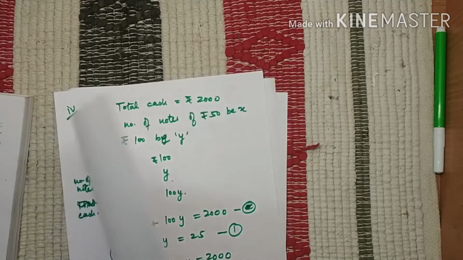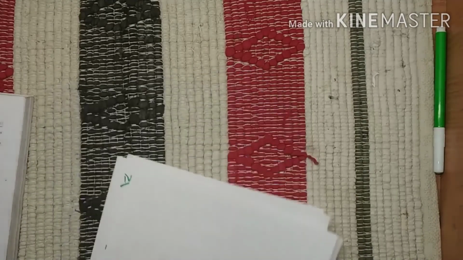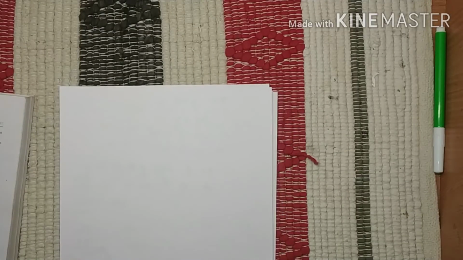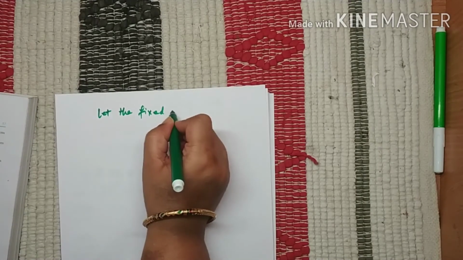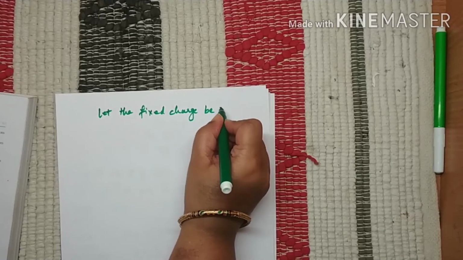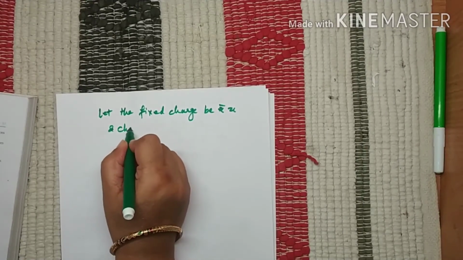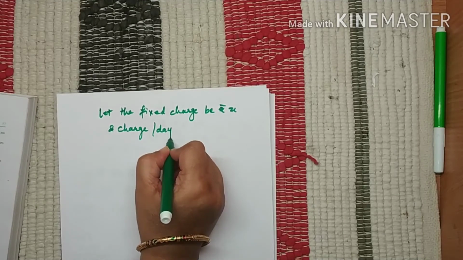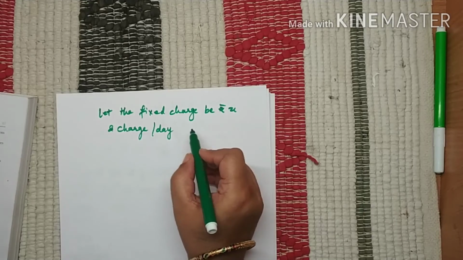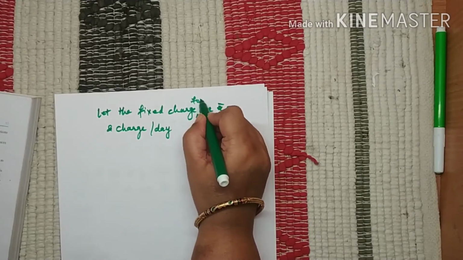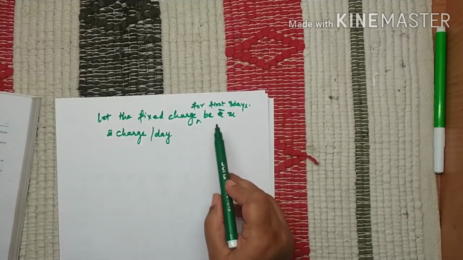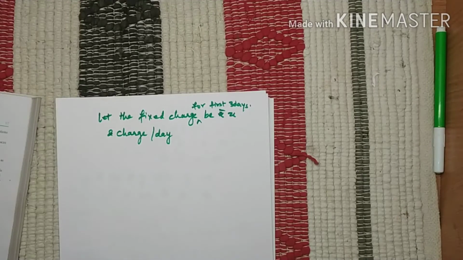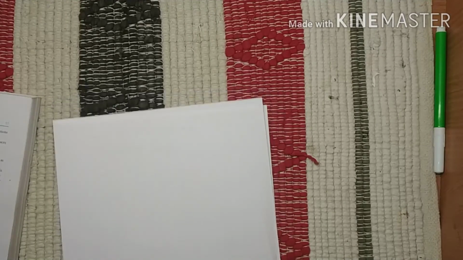Fine children. Now the last question, a word problem: a lending library has a fixed charge for the first 3 days and an additional charge for each day thereafter. So I say let the fixed charge for the first 3 days be rupees X and charge per day be rupees Y. So let us rewrite again.